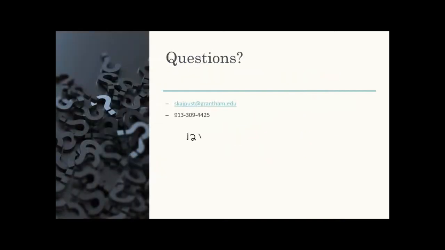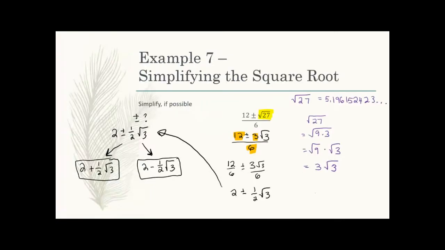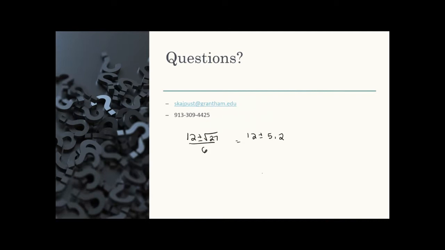So we have that 12 plus or minus the square root of 27 over 6. I am okay if you took the square root of 27 and you wrote the decimal and say you rounded it to 1 decimal place, because the square root of 27 was 5.19. So if you round that to 1 decimal place, that'd be 5.2, because that 9 would cause us to round up. So I'm okay if you write 12 plus or minus 5.2 over 6.